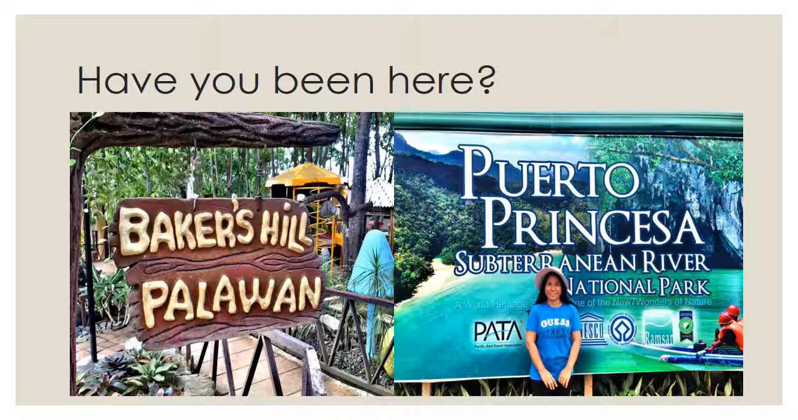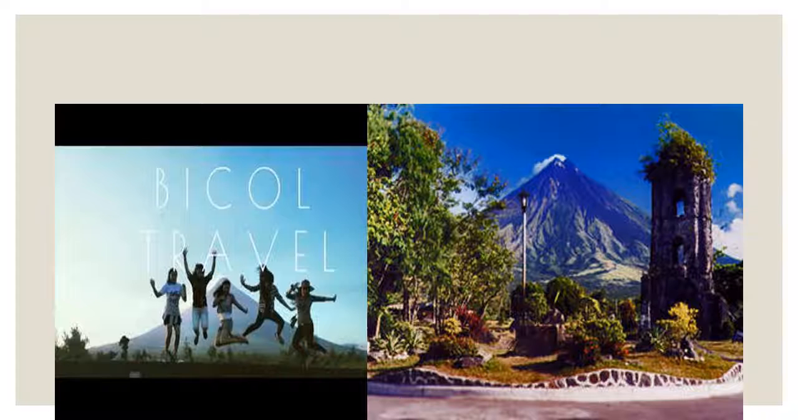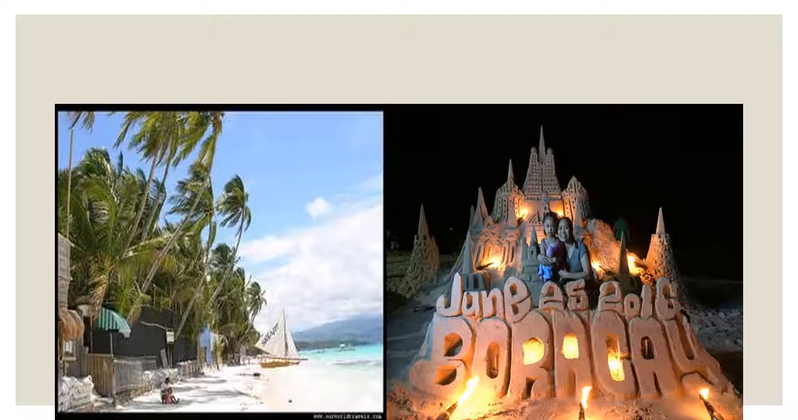One at a time, ask the students if they have gone to the following places. Have you been in Palawan, particularly Puerto Princesa, where the underground river is found? This is the best island in the world for having the underground river. Next picture. Have you been here in Bicol, particularly Legazpi, where Mount Mayon is found? Next picture. Have you been here in Boracay, where the finest white sand is found?